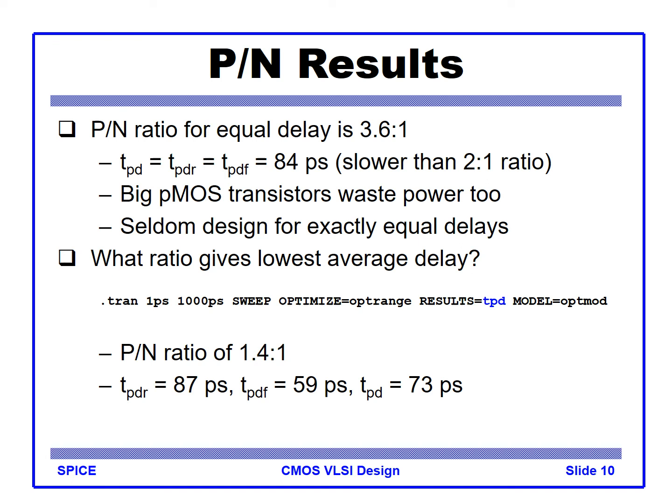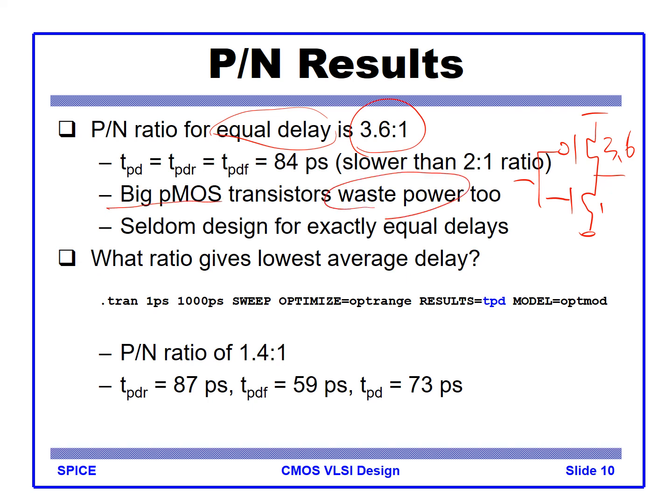From the previous example, we can find that the PN ratio for equal rise and fall delay is 3.6 to 1. So the PMOS is 3.6 times larger than the NMOS. This results in a very big PMOS size, which typically wastes power too. So in actual design, sometimes if you need equal delay, you can design like this.